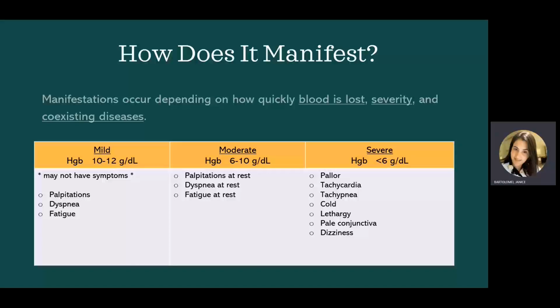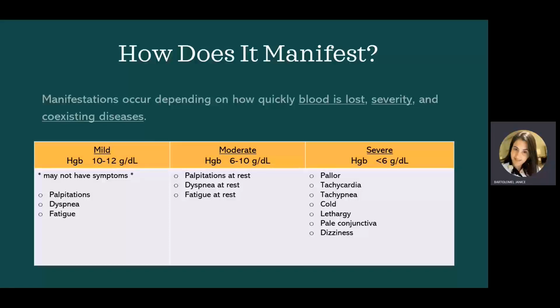For example, a perfect case of that is me. I went to donate blood and I found out I was anemic. I had no clue. It was because I went to donate blood and they took my hemoglobin that I found out I was anemic.